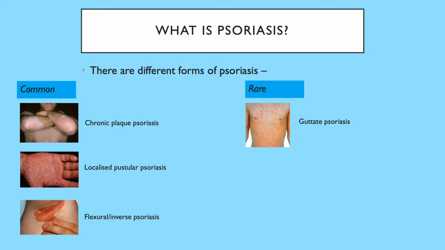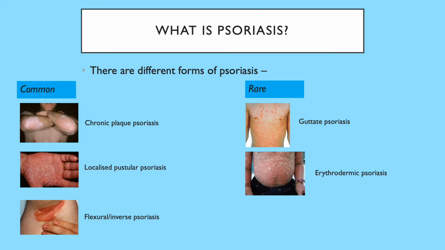Two rare but important forms of psoriasis are erythrodermic and generalized pustular psoriasis. Both tend to affect people with pre-existing psoriasis. Erythrodermic psoriasis causes the skin to peel off in sheets, and generalized pustular psoriasis causes widespread pustules on red, tender skin. Both are medical emergencies and patients tend to be systemically unwell.